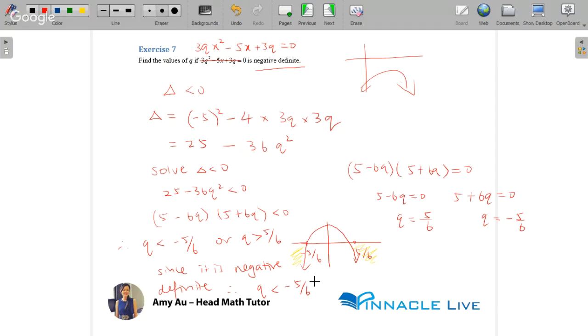All right, so to summarize, first we identify the meaning of negative definite, mainly two parts to this. Discriminant has to be less than 0, and the leading coefficient, which is 3q here, should be negative. So first we've got the discriminant, solved it to less than 0. We solved it to 0 to find the actual intercepts, so we can draw a rough sketch of the parabola. We've identified that it's less than 0 here and here. So it's either less than minus 5 on 6 or greater than 5 on 6. But then we want it to be negative, so it's only the left answer.